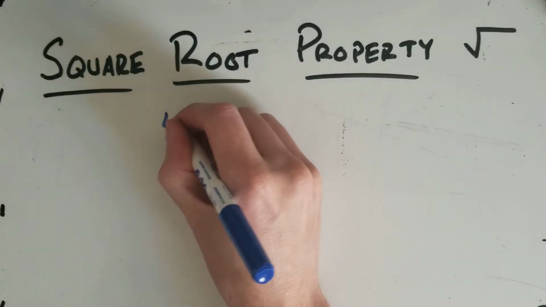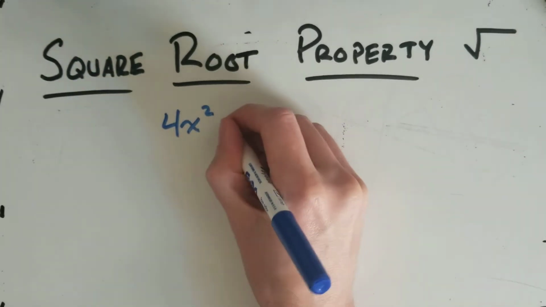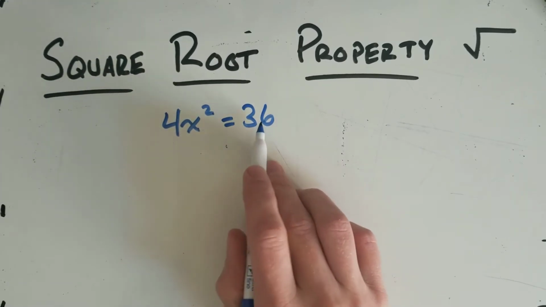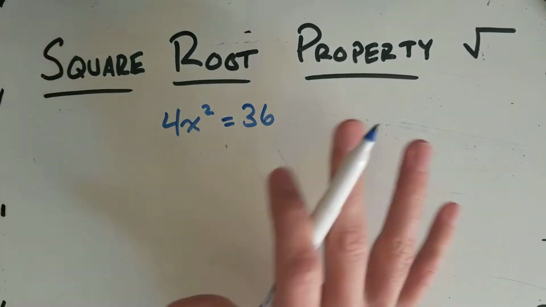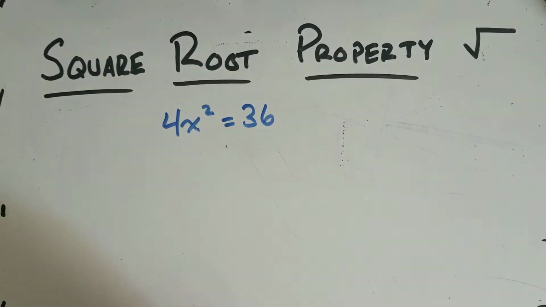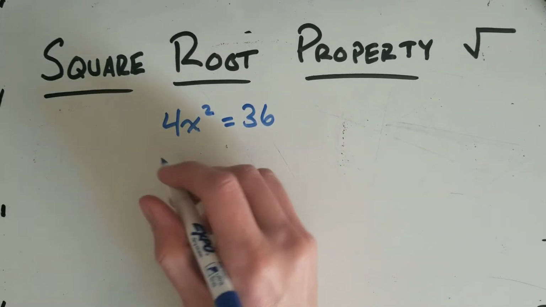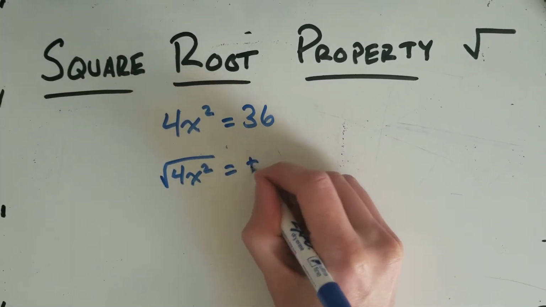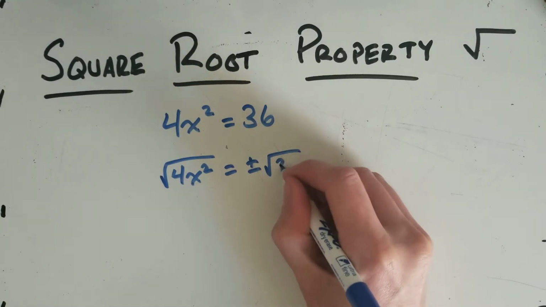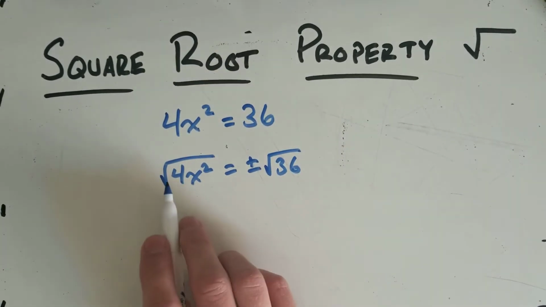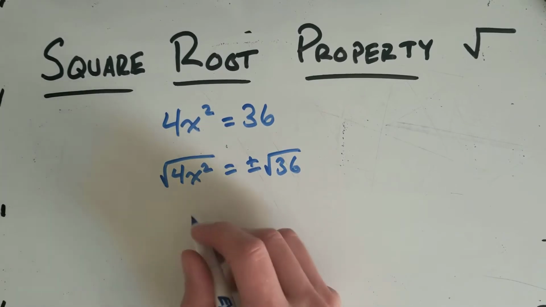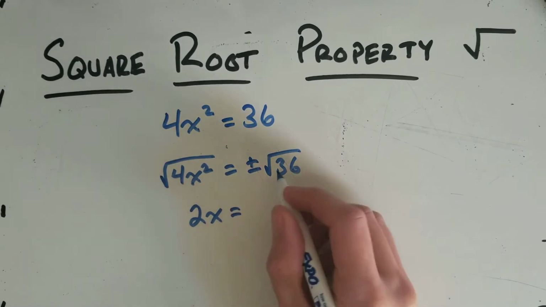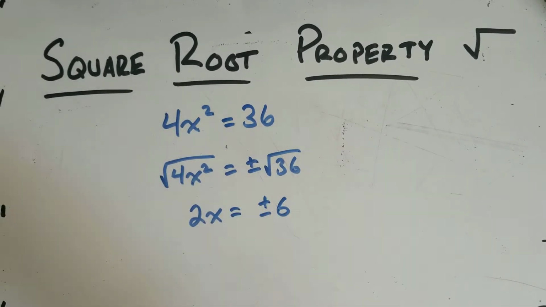So our first example we have is 4x squared equals 36. Now we could solve this using the zero product property. We could subtract the 36 and factor out and see what we have, but we're going to do this with the square root property. So both sides you can take the square root. So square root of 4x squared equals, plus or minus again is really important, plus or minus the square root of 36. Well, the square root of 4x squared, that's 2x. If you square 2x, you get 4x squared. Square root of 36 is plus or minus 6.